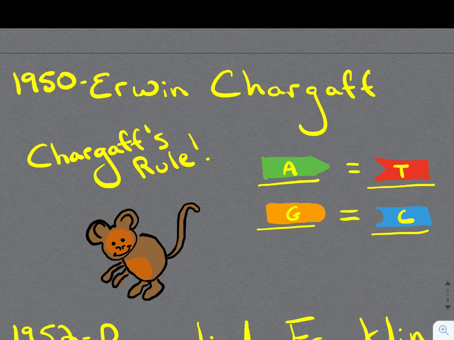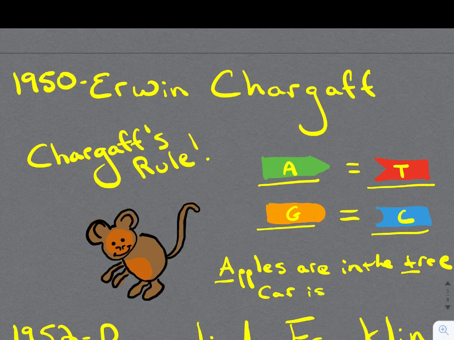And there's a mnemonic for this. The way that we remember it is that apples are in the tree, A, T, and the car is in the garage, so C and G. And I believe that's a great mnemonic that came from the Amoeba Sisters videos, and I will link those in the description.